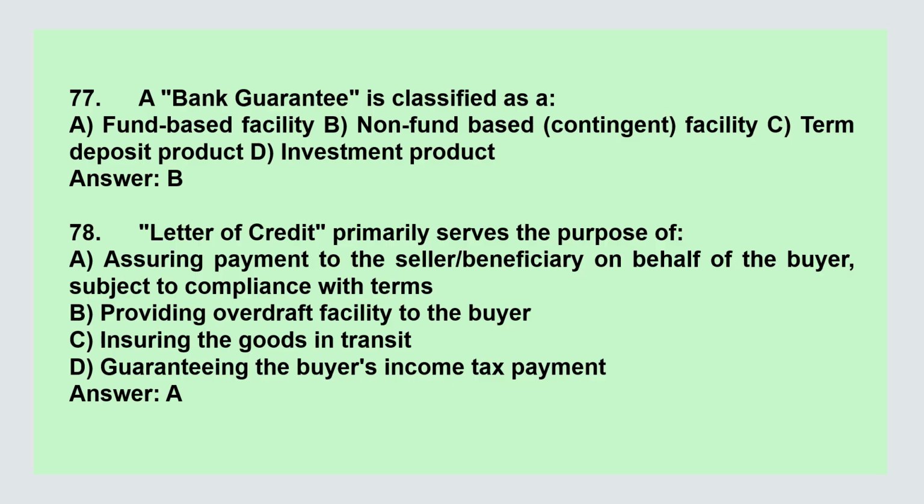Bank guarantee is classified as answer B, a non-fund based contingent facility. Letter of credit primarily serves the purpose of answer A, assuring payment to the seller or beneficiary on behalf of the buyer, subject to compliance with terms.